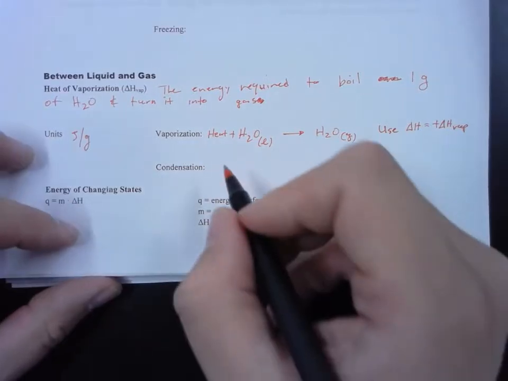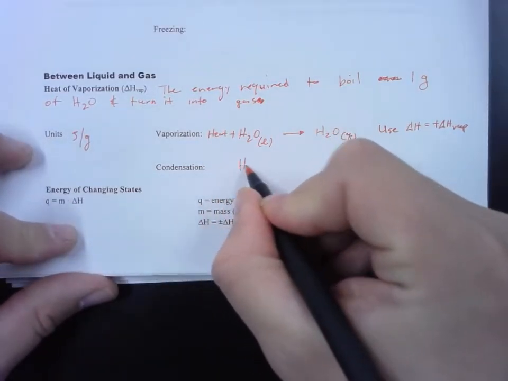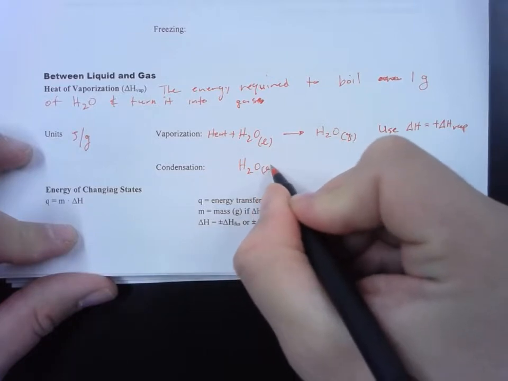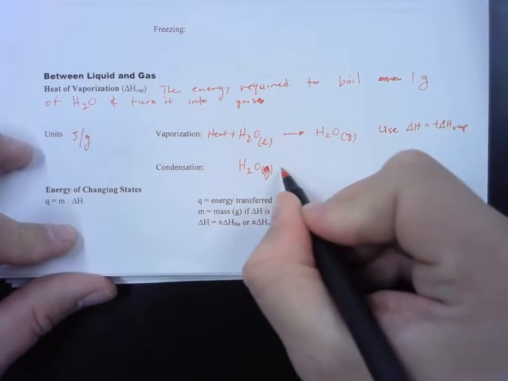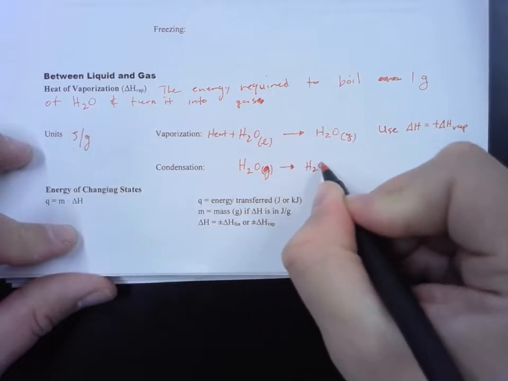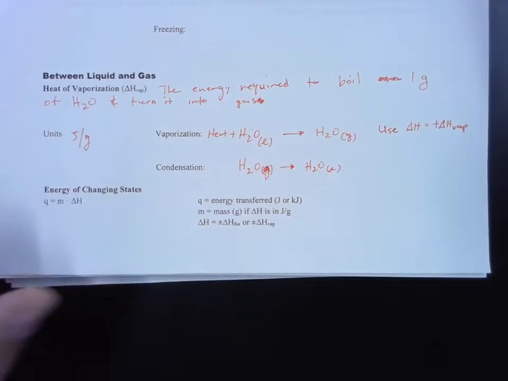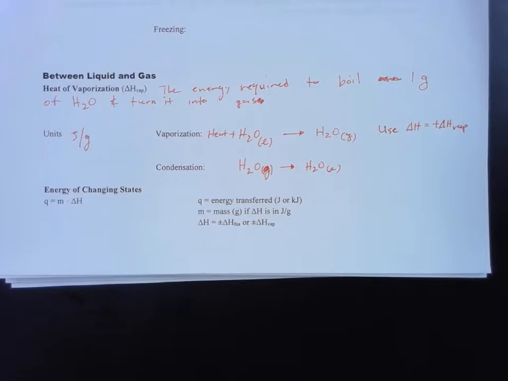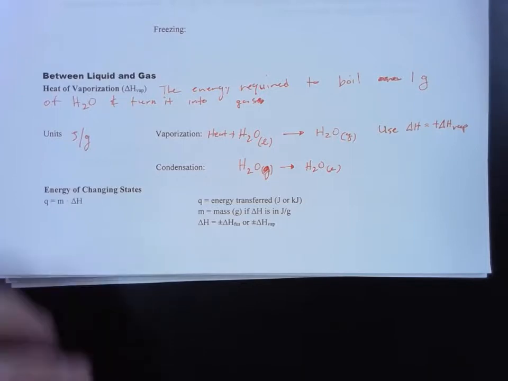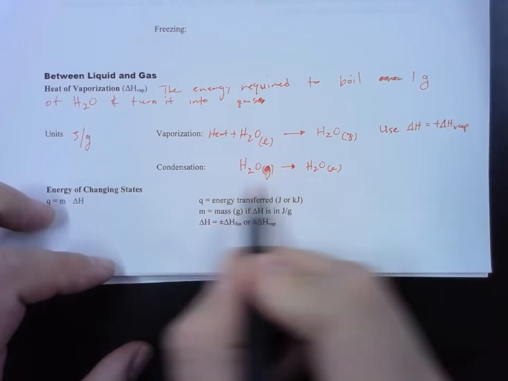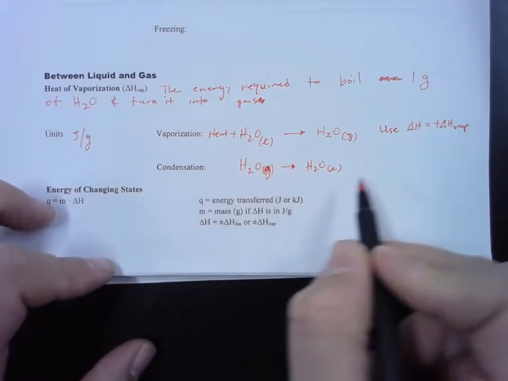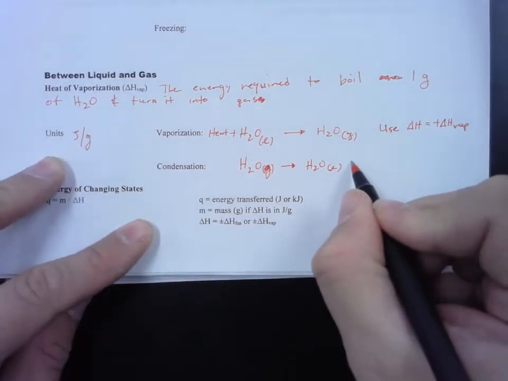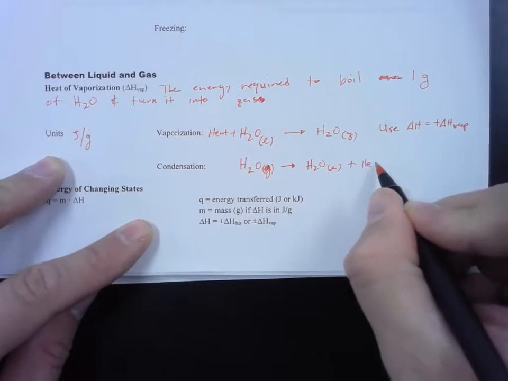Let's look at condensation, shall we? Again, condensation is this: H2O gas turns to H2O liquid, right? On which side do we put heat? Well, if we're going from gas to liquid, we're not adding heat to gas, are we? If we're adding heat to gas, we just get gas. So we're losing this heat. So that's going to be plus heat over on this side.